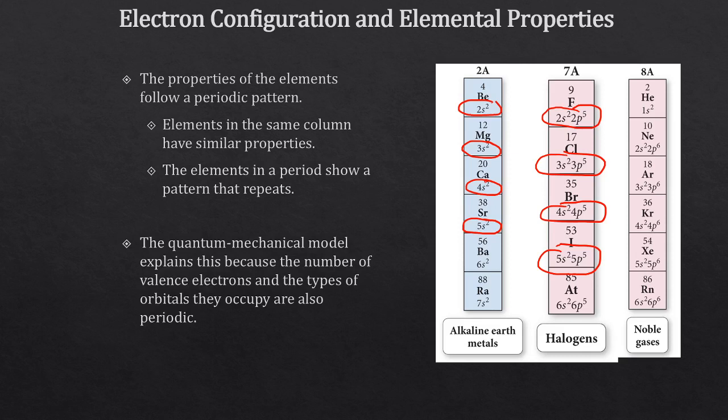So astatine. There we go. I don't use that one a whole lot. But it also has 7 valence electrons, so when it does exist, it has similar properties to the ones above. And then the same idea with the noble gases.